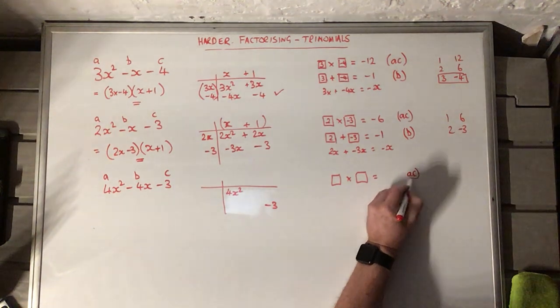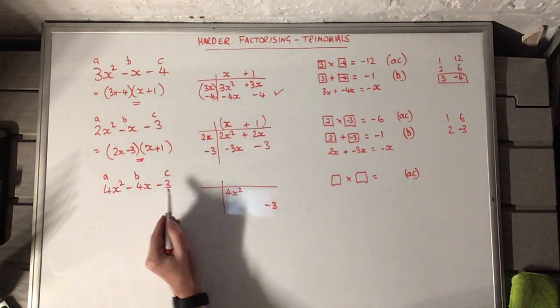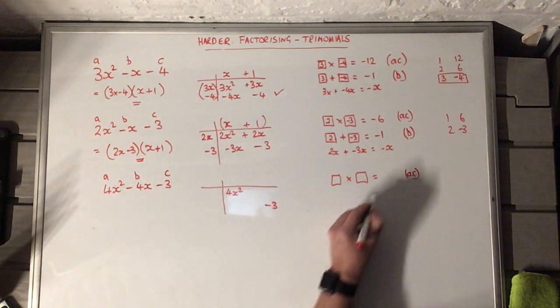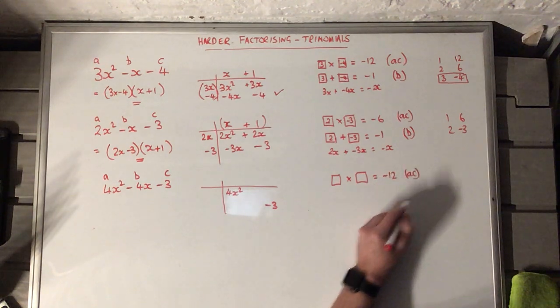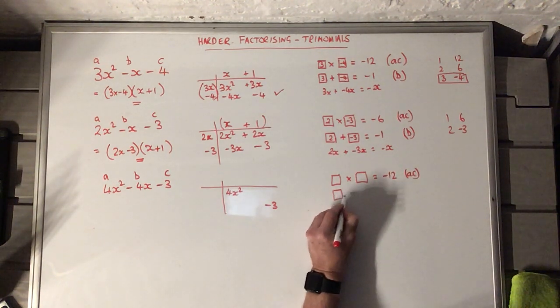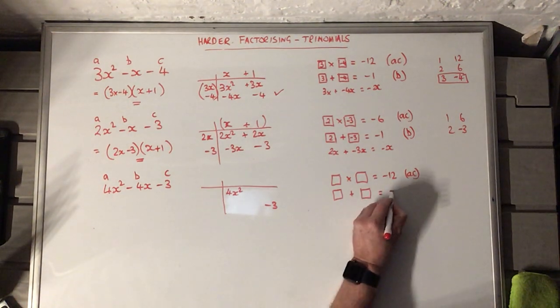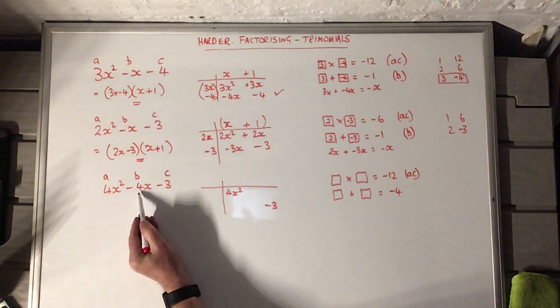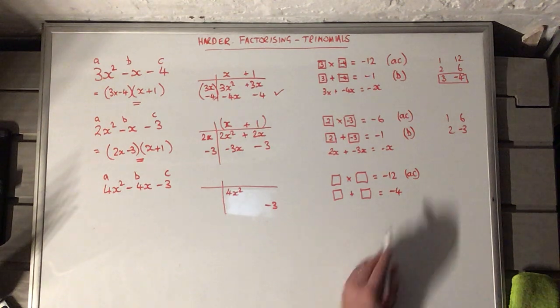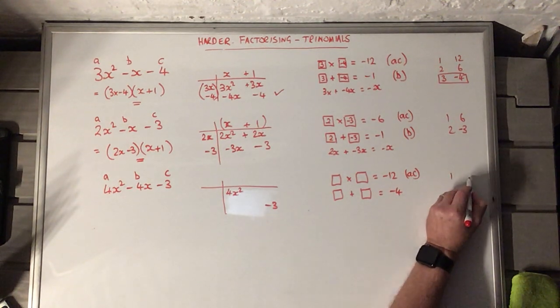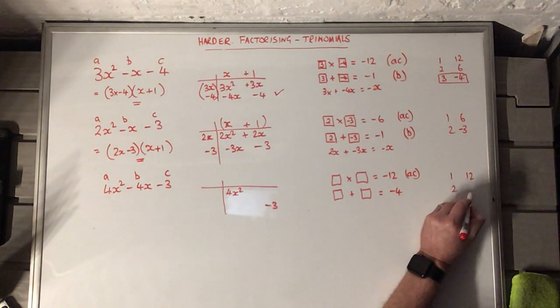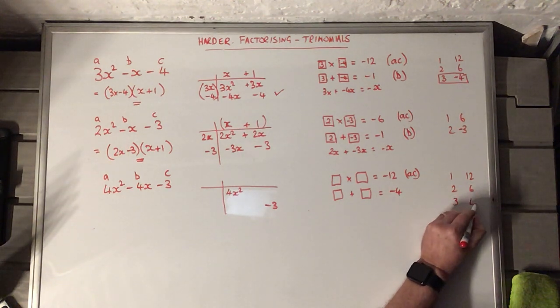AC. Well, AC, when we multiply them together, 4 times negative 3 is negative 12. And they must add to give me, in this case, negative 4. Middle term this time is negative 4. So factors of 12. 1 and 12. 2 and 6. 3 and 4.